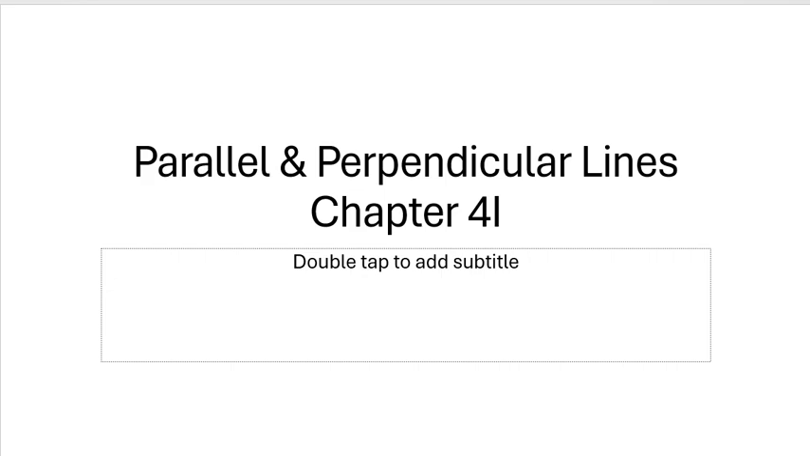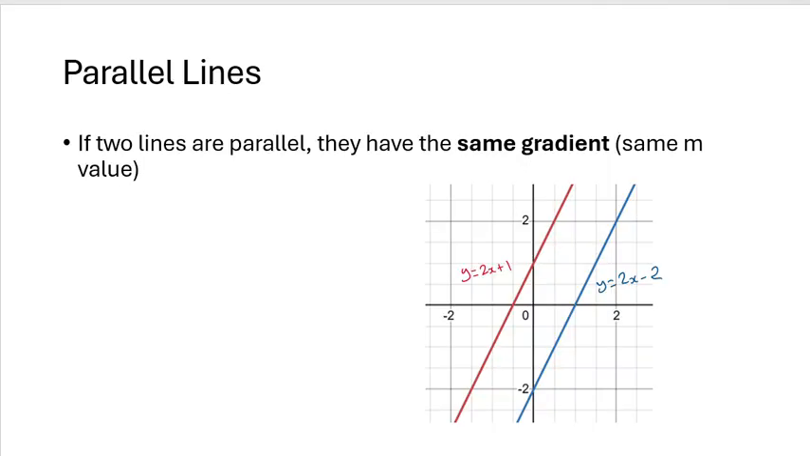Next thing is parallel perpendicular lines. It's chapter 4I right here. So just remember parallel lines, okay? If they are parallel, they have the same gradient, okay? So that means the same m value. And if you have a look at my graph here, y equals 2x plus 1 as the red line, y equals 2x minus 2 as the blue line, the gradient value is the same.